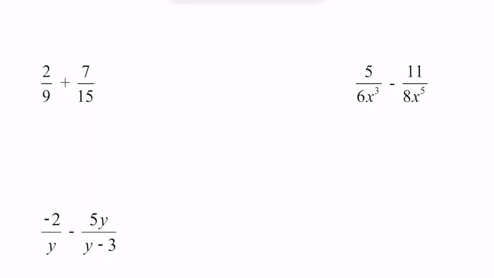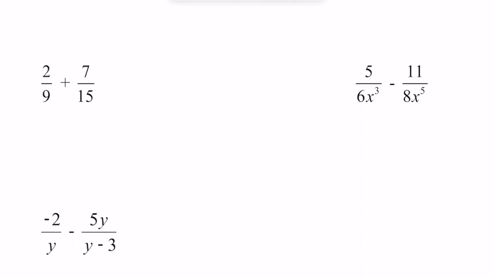When students are learning to add and subtract fractions, they often spend a lot of time and effort trying to figure out what the least common denominator is. You actually don't need to necessarily find the least common denominator to add or subtract fractions. You just need to find a common denominator.